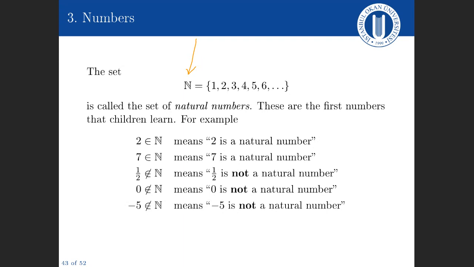So, for example, 2 is in N, or 2 is a natural number. 7 is in N, 7 is a natural number. A half is not a natural number. 0 is not a natural number. Just to be careful here, there's a little bit of disagreement in the world. Some people think that 0 should be a natural number, but most mathematicians agree that 0 is not a natural number. And -5 is not a natural number.